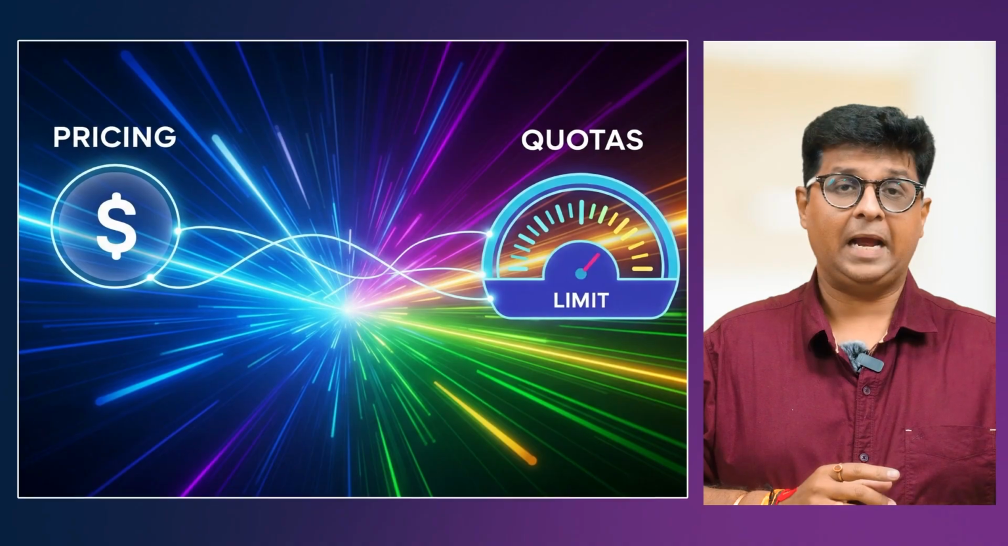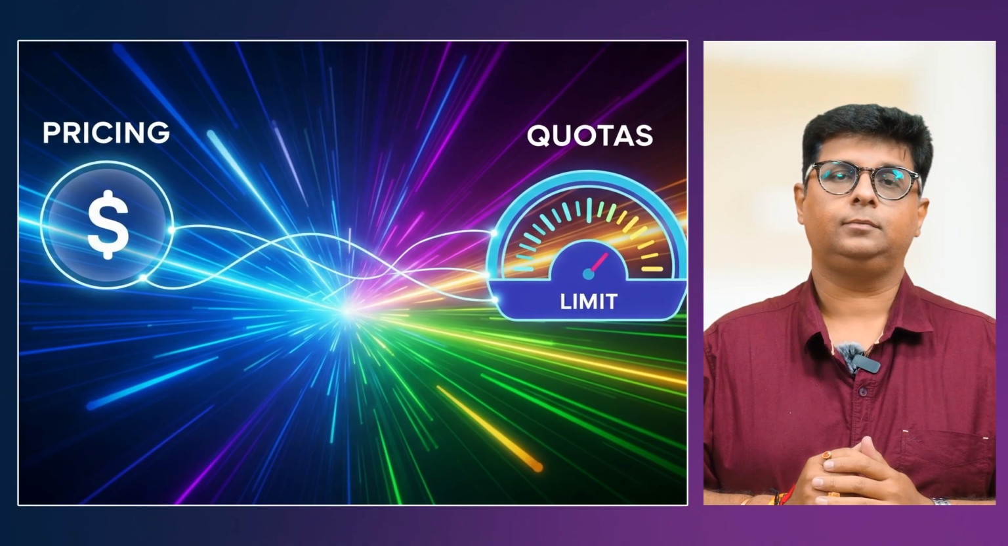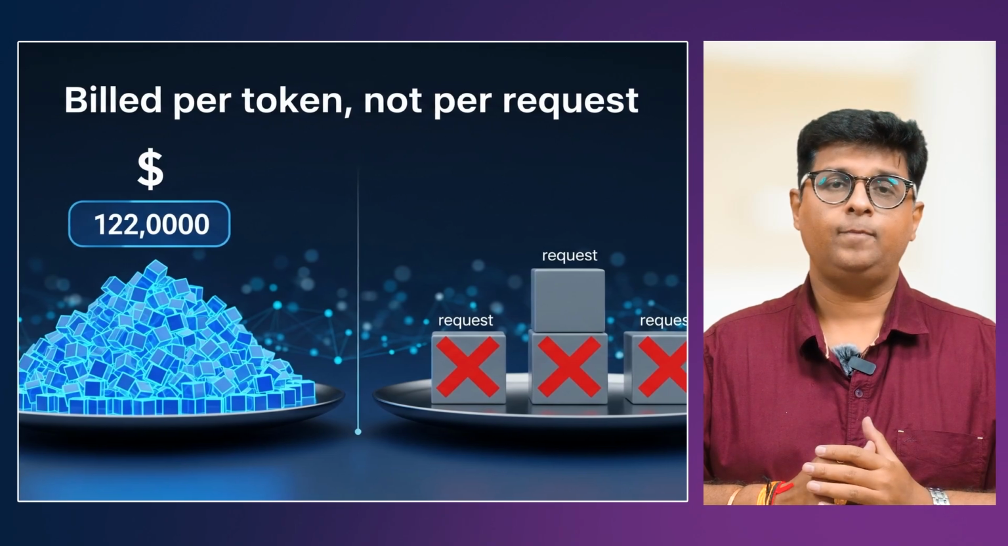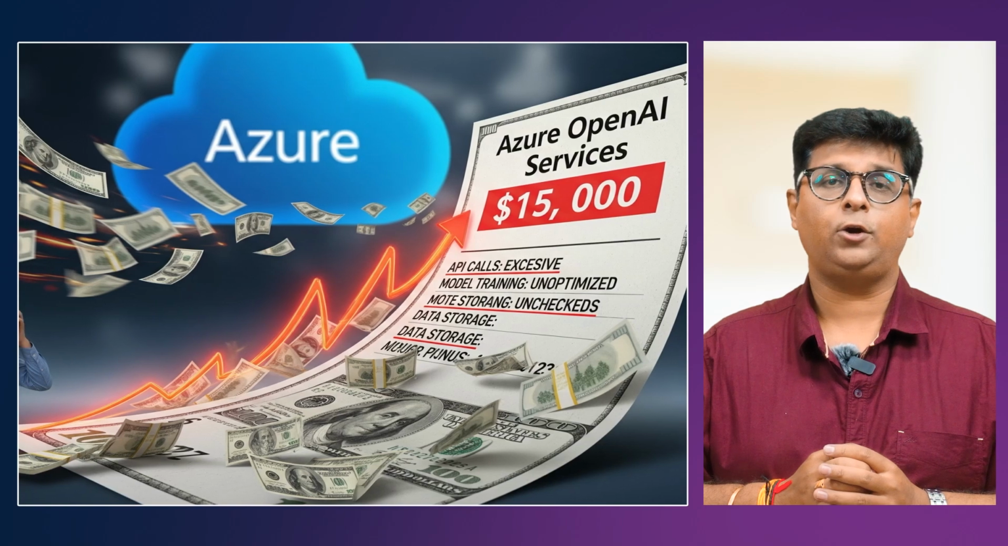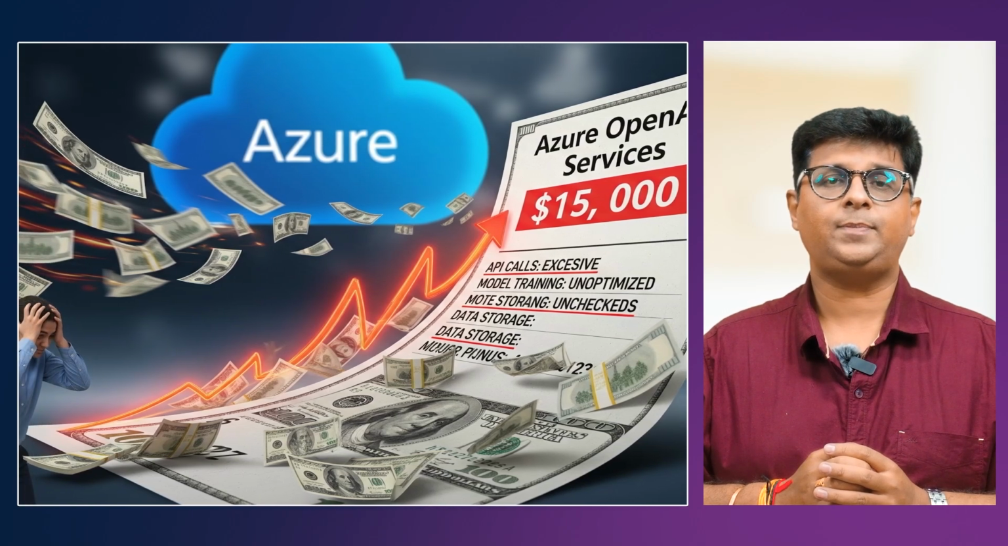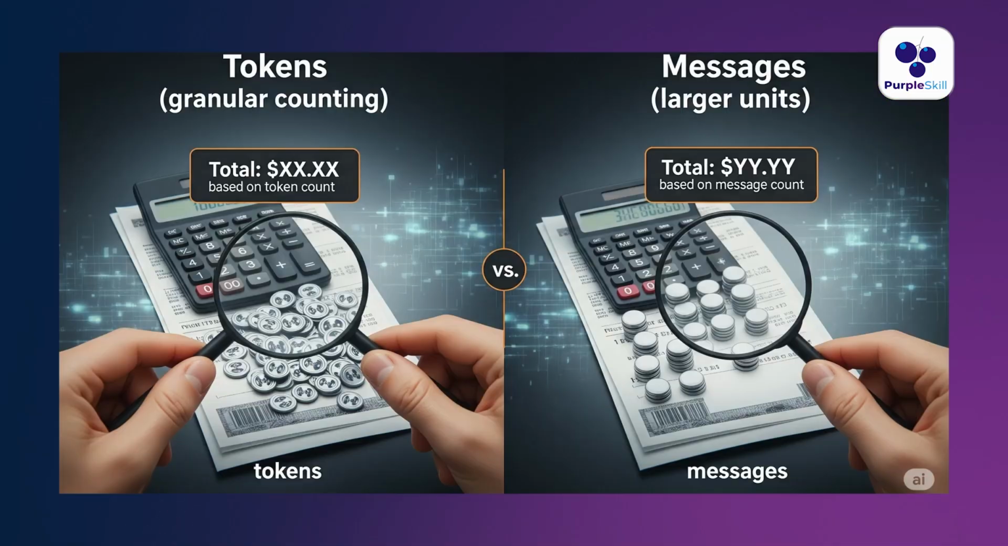If you are using Azure OpenAI, there are two things you must understand: pricing and quotas. You are billed per token, not per request, and if you are not careful, this might get expensive. Let me explain it simply and share one cost-saving trick that no one talks about. Just keep one thing in mind: Azure charges you based on tokens, not per message.